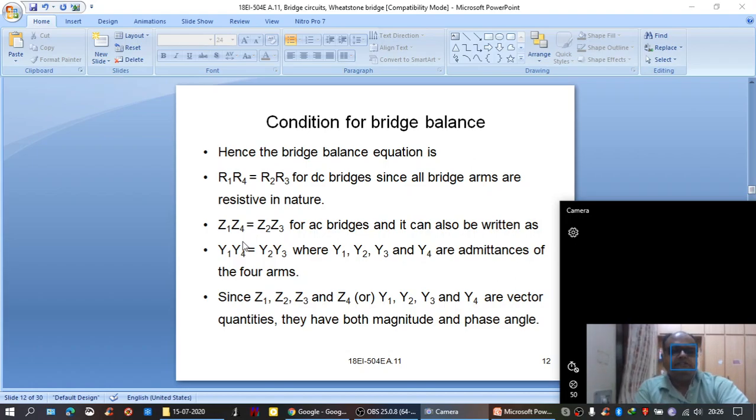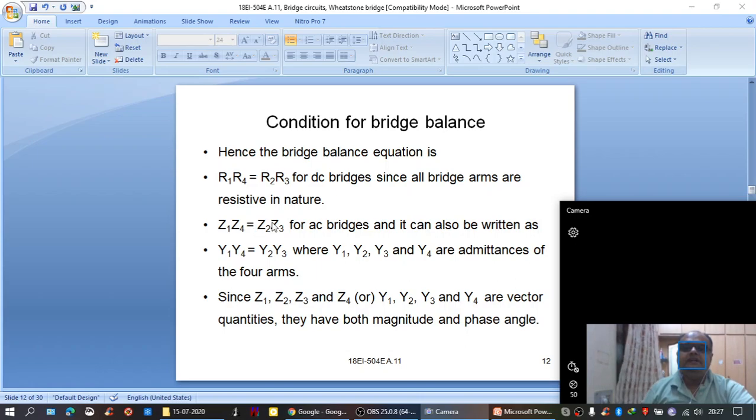And for AC bridges, because the impedance depends on the frequency, it has to be written as it is. So for AC bridges, it is Z1 Z4 equal to Z2 Z3, or it can also be written as Y1 Y4 equal to Y2 Y3, where Y1, Y2, Y3 and Y4 are the admittances of the four arms. 1 by Z1 is Y1, 1 by Z2 is Y2, 1 by Z3 is Y3, 1 by Z4 is Y4.